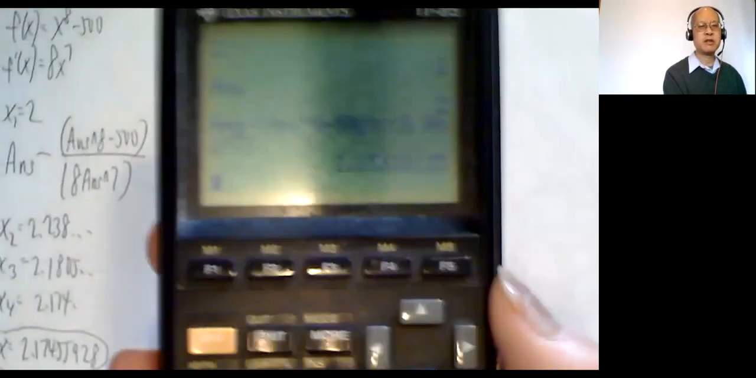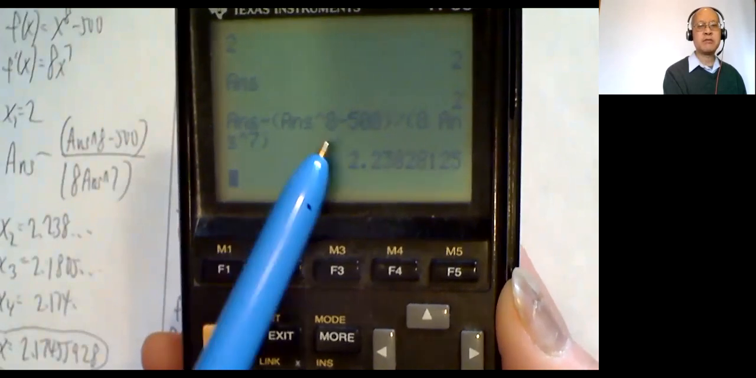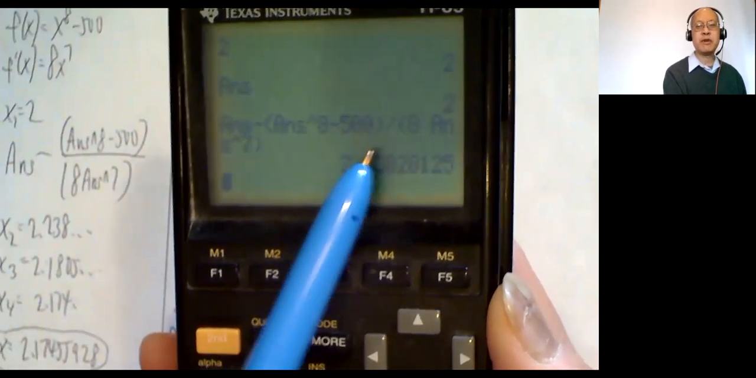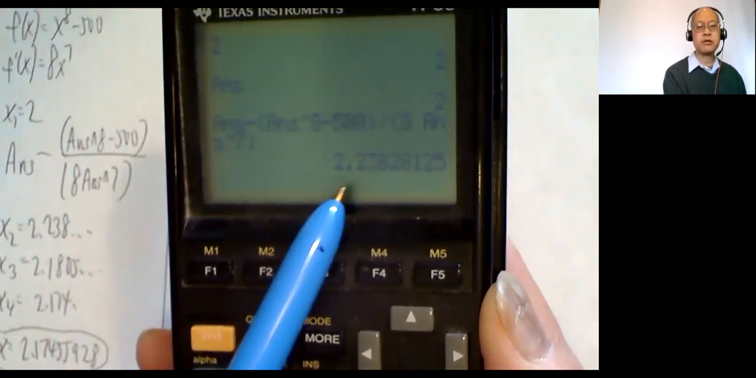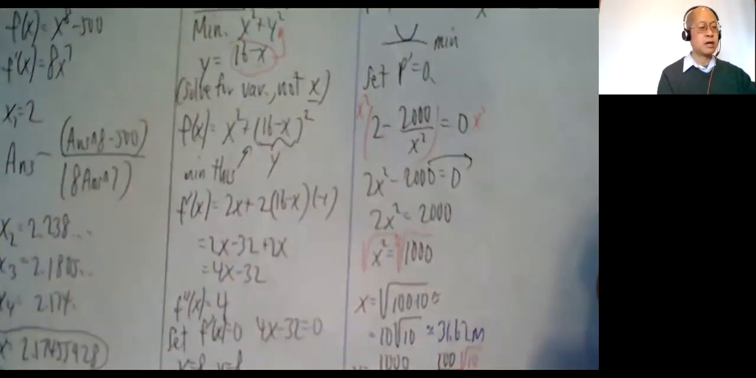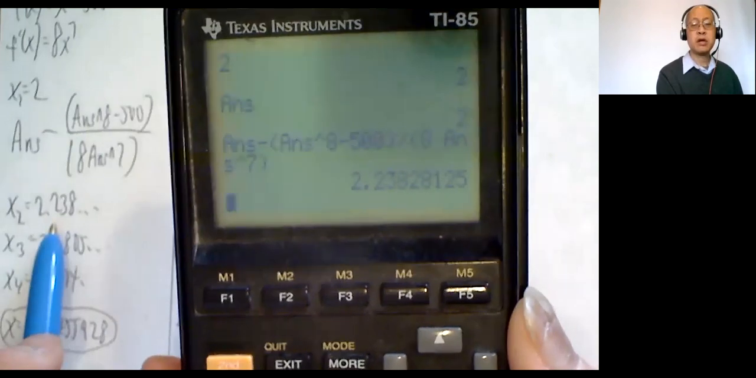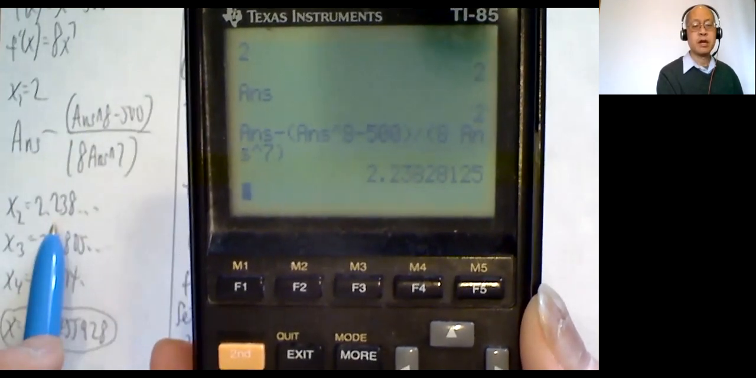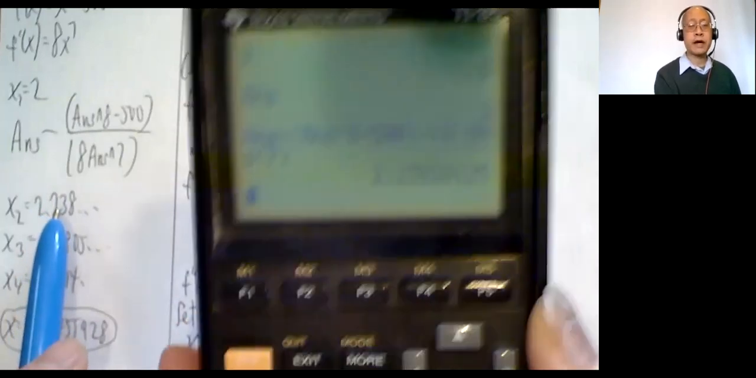So I can show you both on the same screen. I'm not sure how well you can read that. Okay, so answer minus parentheses, answer to the 8th minus 500 divided by 8 answer to the 7th power, 2.238, and so on. If you're doing this for me, you should show me your approximations. So that's the procedure now. Again, if I'm going too fast, look at the video later. That's the advantage of having the videos. You can go back and see this.